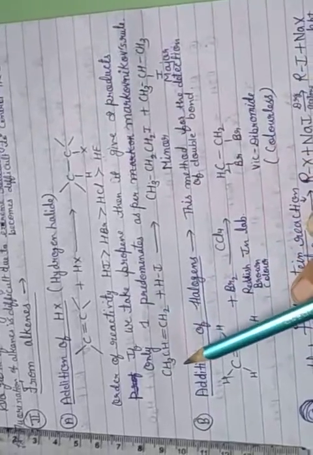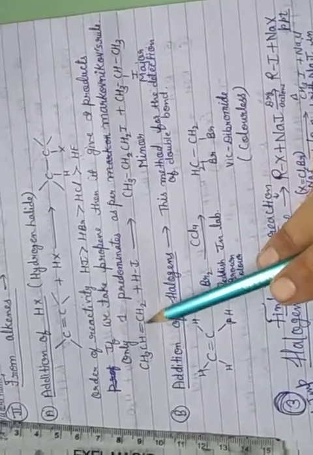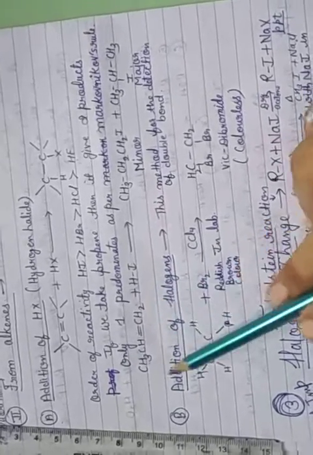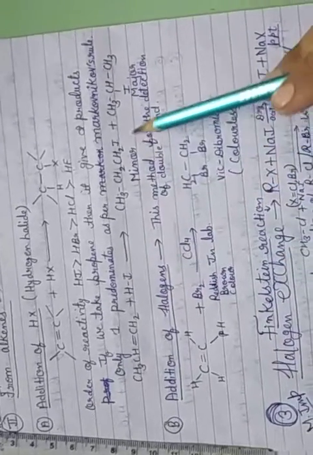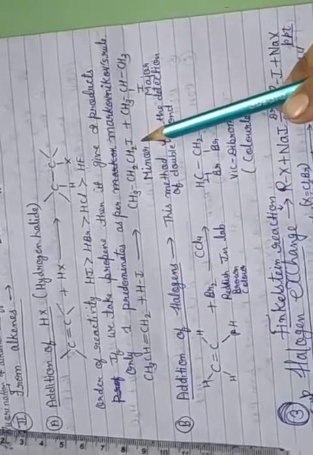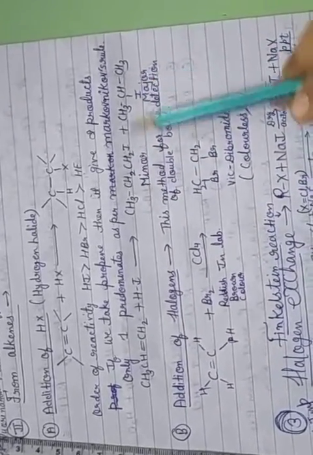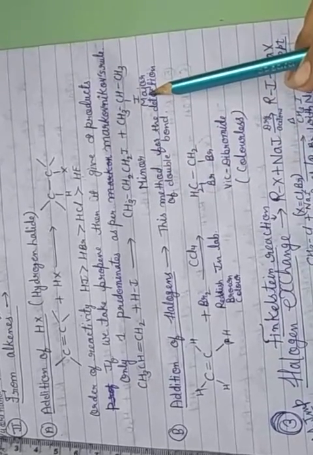This compound formed is symmetrical, since hydrogen is attached similarly on both sides. But we have to take an unsymmetrical alkene, CH3CH=CH2. One double bond carbon has 2 hydrogens and the other has 1 carbon, so it is unsymmetrical. When we add HI, a mixture of isomeric compounds forms: 1-iodopropane and 2-iodopropane. 1-iodopropane is the minor product and 2-iodopropane is the major.